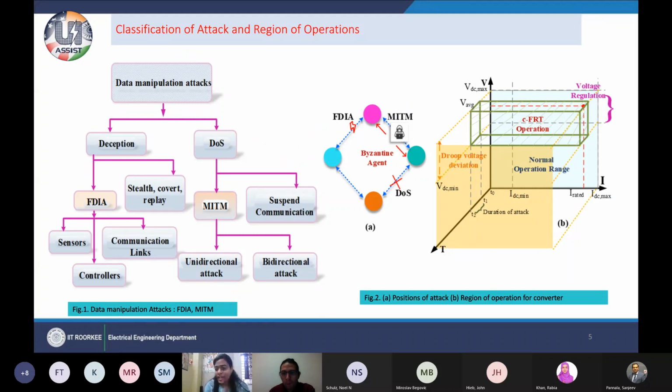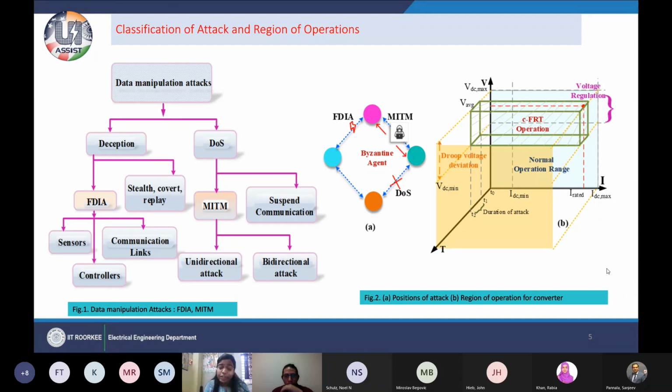Now let us have a classification of the attacks with respect to power electronic converters and the region of operation of the power electronic converter. The data manipulation attacks are basically categorized into deception and denial of service. Deception has false data injection analysis, and the other categories are stealth, covert, and replay. Under false data injection analysis, which is the concentration of our research here, we have the positions of the FDIA in sensors, controllers, and communication links. For DoS, it can be an aggressive attack of just suspending all the information links, whereas there is another alternative known as the man-in-the-middle attack, which can be seen as hijacking the communication channel between two links and then completely replacing the data and sending arbitrary data to the neighbors.